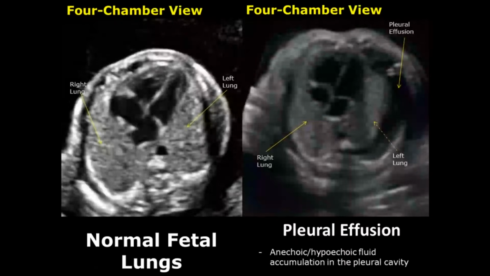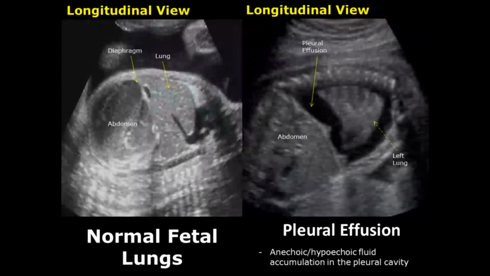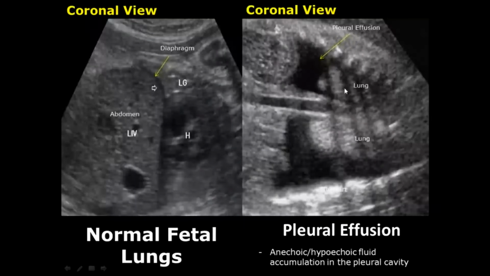Pleural effusion is the accumulation of fluid in the pleural cavity. This fluid appears as anechoic or hypoechoic. Here we can see pleural effusion in the longitudinal view. Fluid is surrounding the lungs. In this coronal view we can see bilateral pleural effusion. Fluid is surrounding both the lungs.